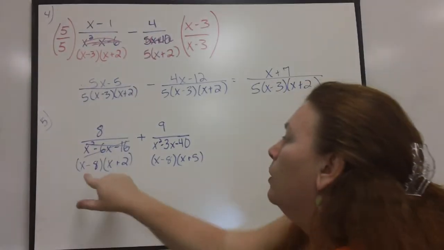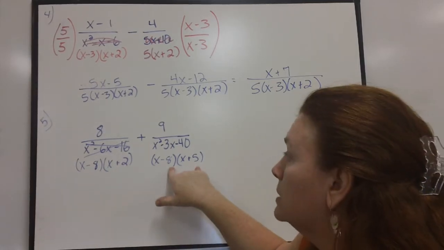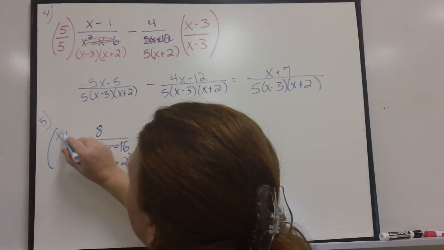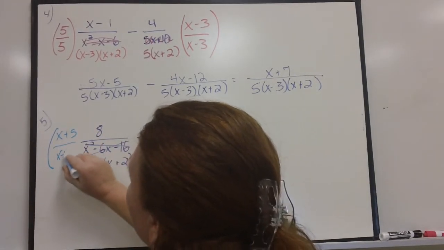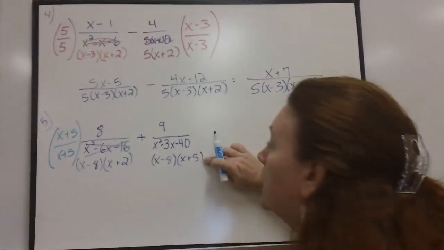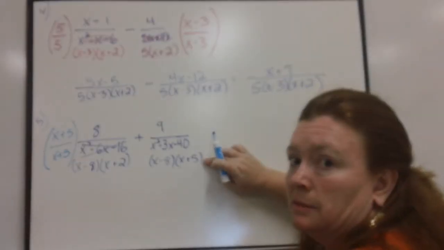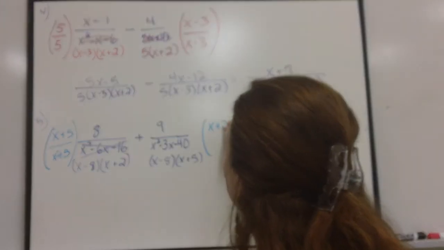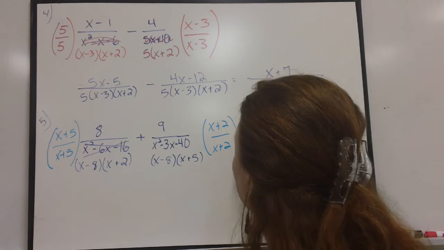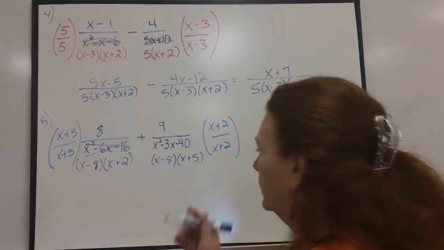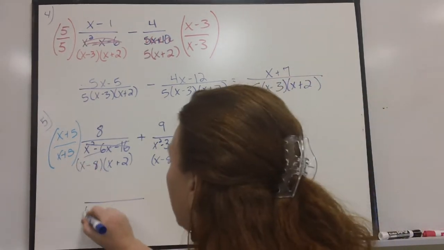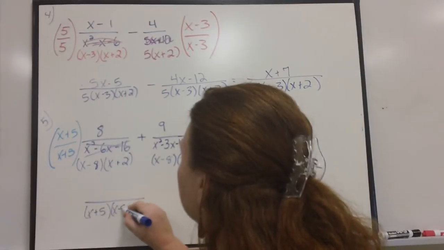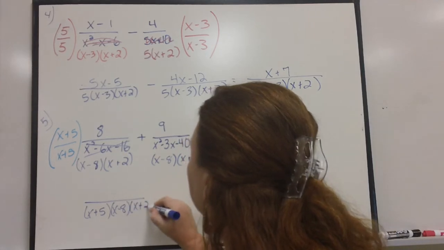Okay. What does this not have that this one does? An x plus 5. So I'm going to multiply top and bottom by x plus 5. What does this one not have that that one does? Yep, x plus 2. All right, so let's clean this up a little bit. I have an x plus 5. This is a fun denominator. An x minus 8. And an x plus 2.